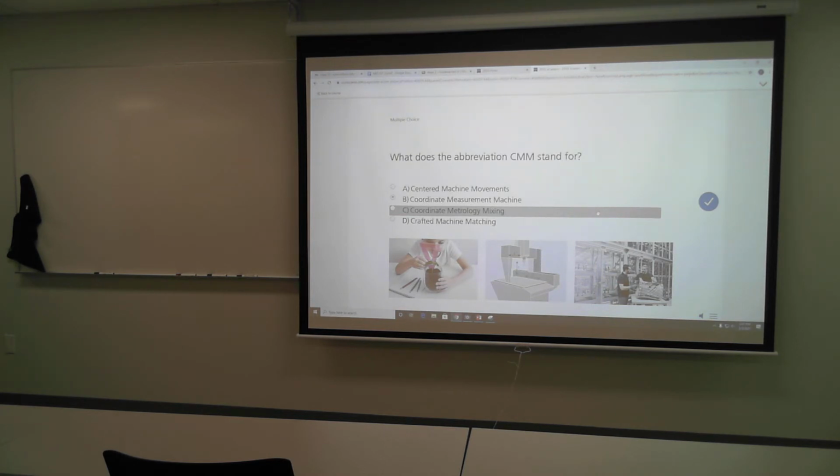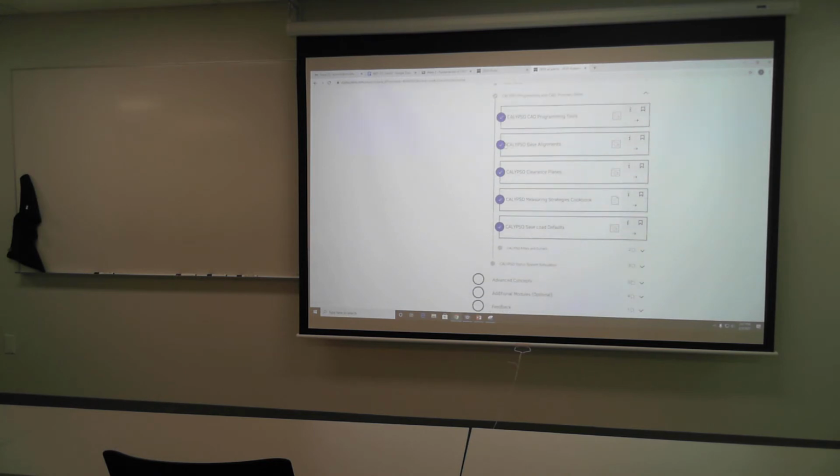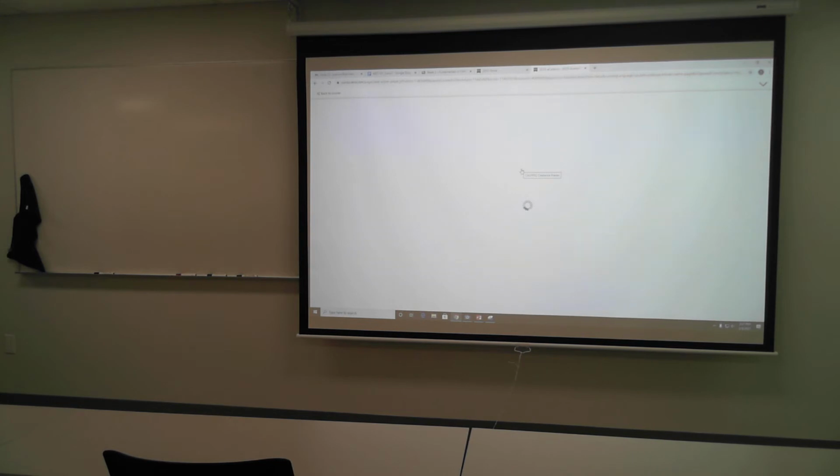So I picked an example that was just your intro course, so there's nothing too special going on there. But as we get a little bit deeper into here, one of the most important concepts is base alignments. So base alignment is how the CMM finds the machine, or finds the part within the machine's volume.